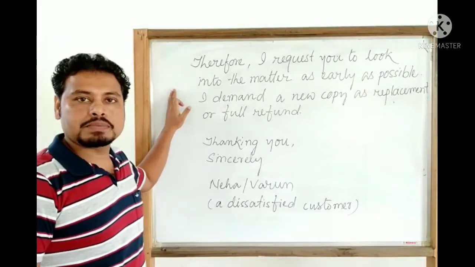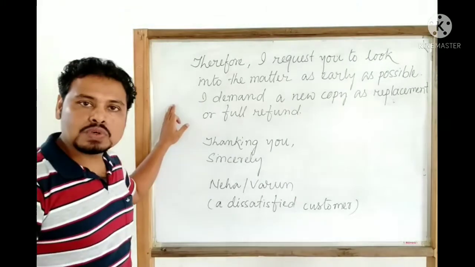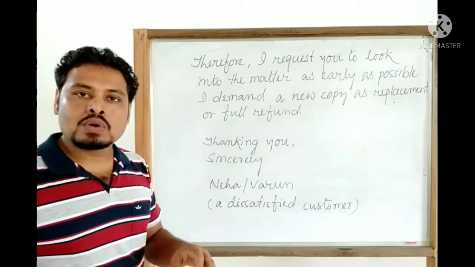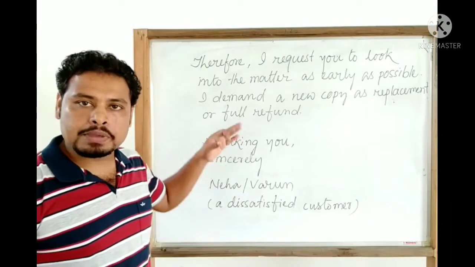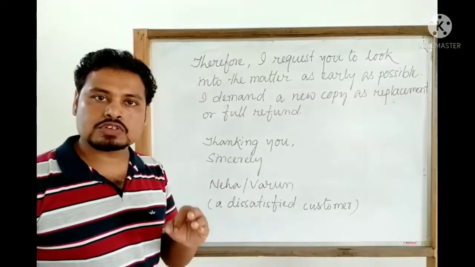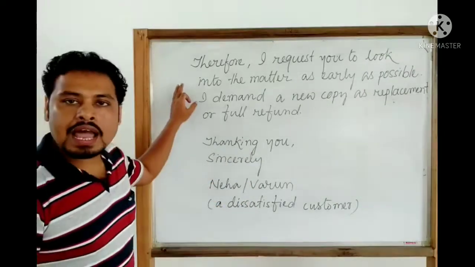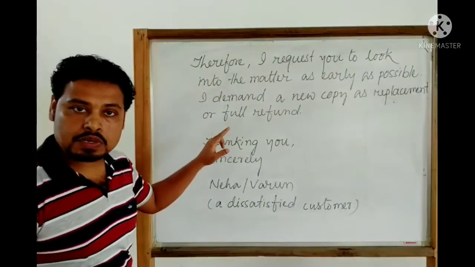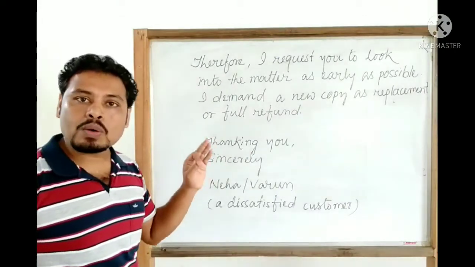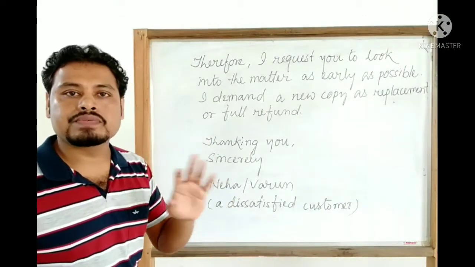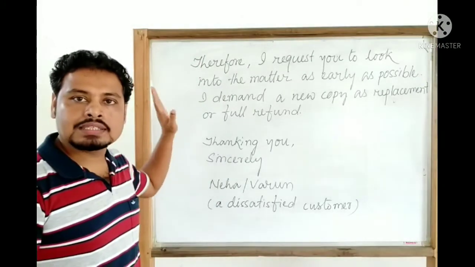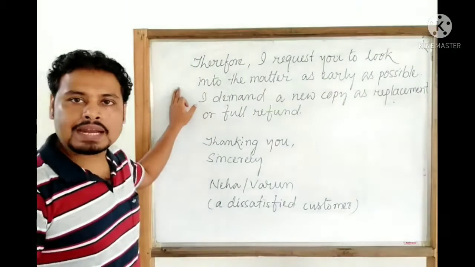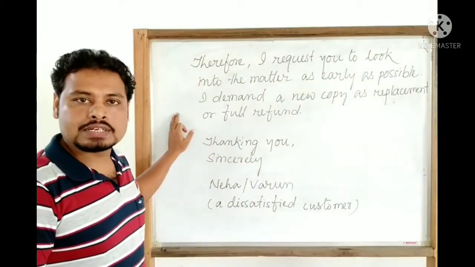So in our third and the last para of the body of our formal letter, that is the concluding part, we have to place our demand, or we have to say what action we want to be taken because of the situation that we have described in our para 2. So here I have written like this: therefore I request you to look into the matter as early as possible. I demand a new copy as replacement or full refund. So this you can write, either to replace the copy or I want the full refund. So that is your demand as well as the conclusion of your letter.